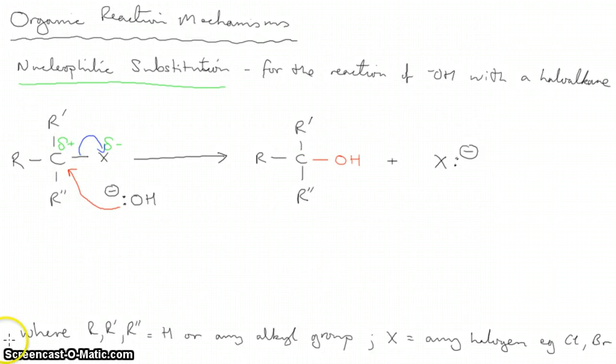Points to note: the arrow here must start on the lone pair, and here the arrow must start on the bond. The arrow must show where the pair of electrons is moving. The lone pair is moving here, the bonding pair of electrons are moving there.